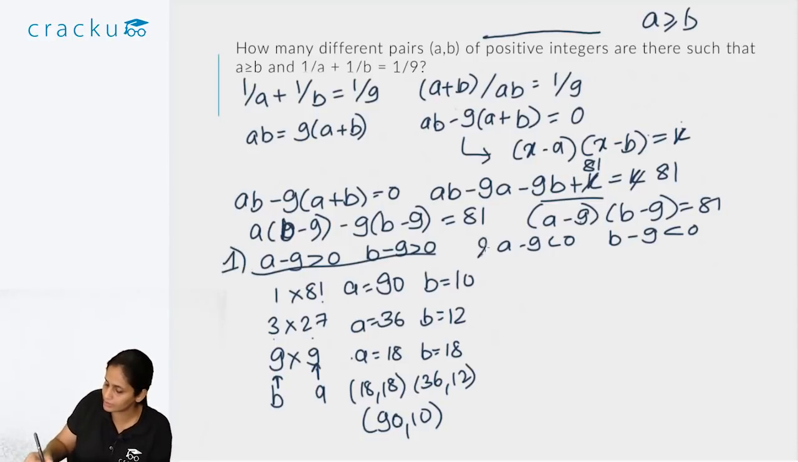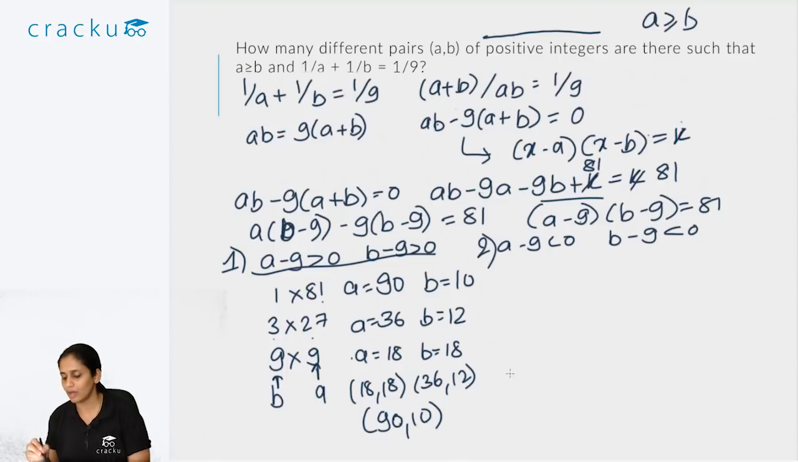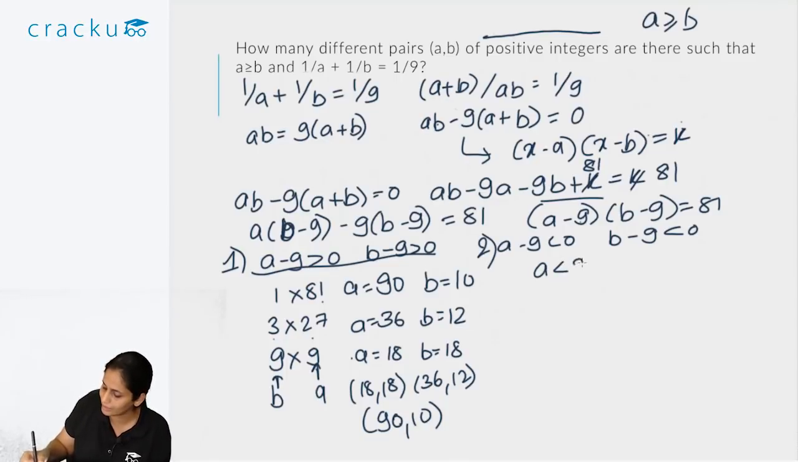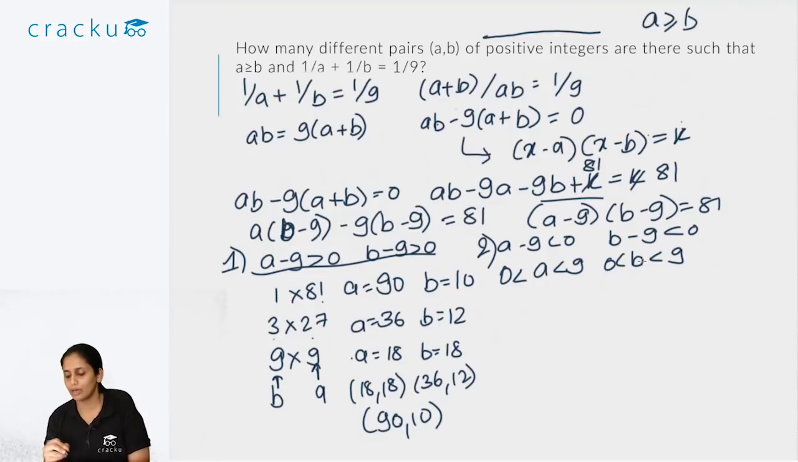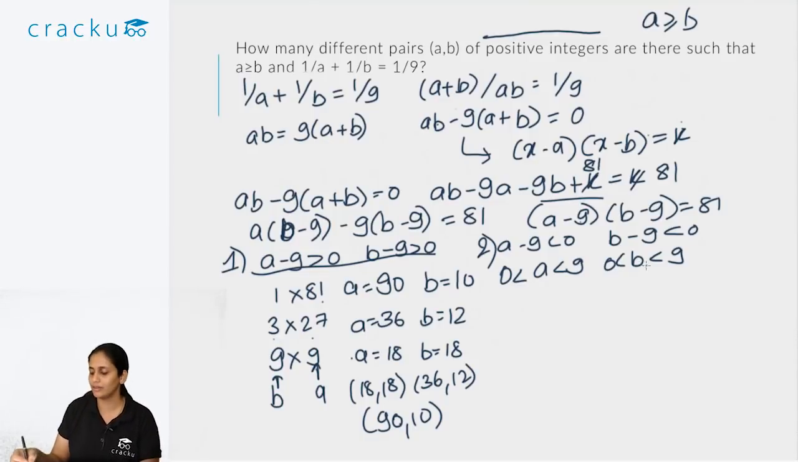Now, let's consider case 2 where both are negative. Now, this means that A is less than 9 and B is less than 9. And both are positive integers, so this is greater than 0 and this is greater than 0. There are no two values A and B, positive integers, which are less than 9, such that their product will be equal to 81. So, there is no case which satisfies this given equation.